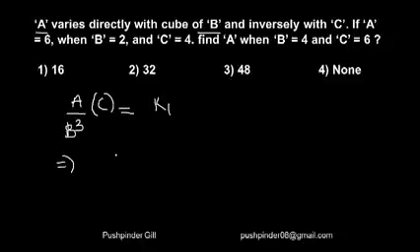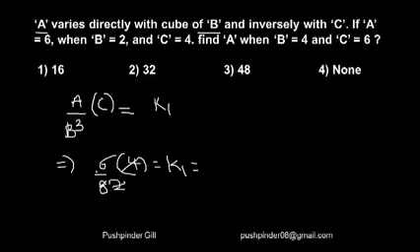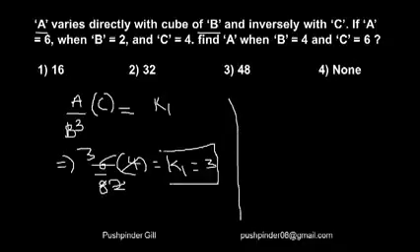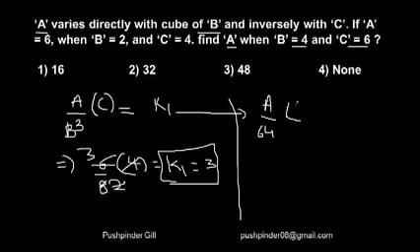Now we know the value of A is 6. We know the value of B is 2. Let's put 8 here. 2 cube is 8 into the value of C, that is 4. That is going to give me the value of K1, which is going to be nothing but a 3. So I know that the value of K1 is 3. Now let's use this formula and try to find the value of A when B equal to 4 and C equal to 6. So A upon B cube, B is 4, 4 cube is 64 times C, C is 6, is equal to 3, right?